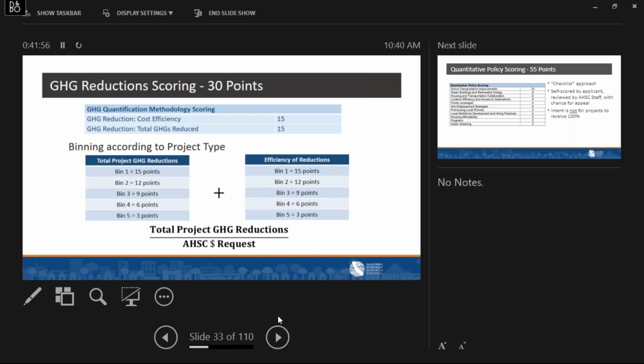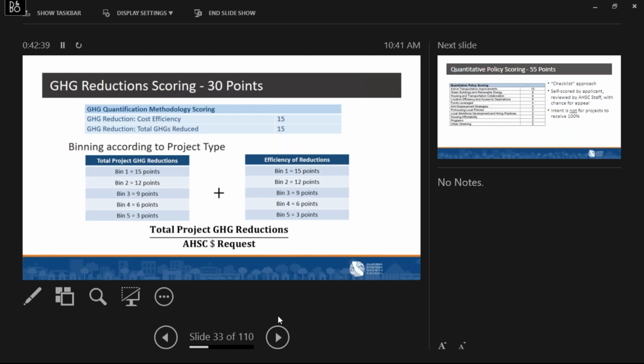The way that points are awarded is on a competitive curve, or what we call binning. So there's 5 different bins, with the top 5th of projects receiving 15 points and the bottom 5th, or the last 20% of projects, receiving 3 points. And so that works in both the efficiency scoring and the GHG scoring. So if your project has within the top 20% of GHG reductions for its project area type, then it will receive 15 points. And if it's in the top 40%, but not the top 20% of the efficiency of reductions, then it will receive 12 points in the efficiency bin for a total of 27 points.